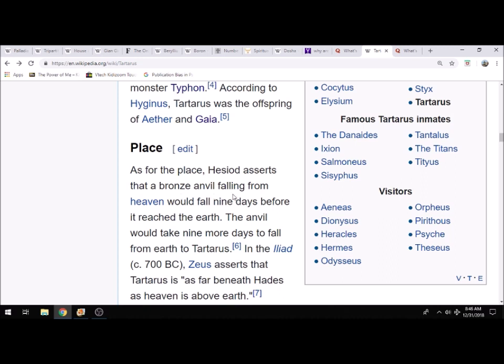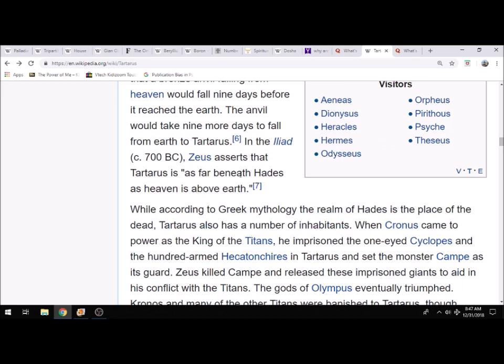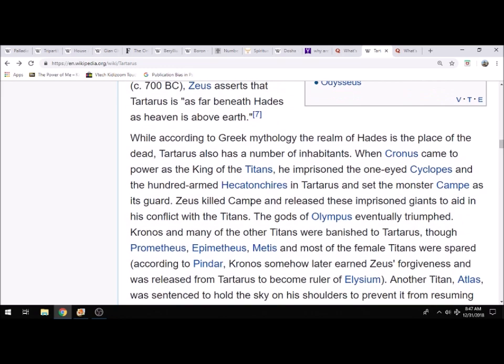Hesiod asserts that a bronze anvil falling from heaven would fall 9 days before it reached the earth. 9 days. It's also divisible by 3. 3, 3, 3. Oh my God. We're going with the 3 thing. I'm just going to do it. In the Iliad, right? So that's how long it would take to fall from Earth to Tartarus. That's how far low Tartarus is, right? In the Iliad, Zeus asserts that Tartarus is as far beneath Hades as heaven is above the earth. Crazy.